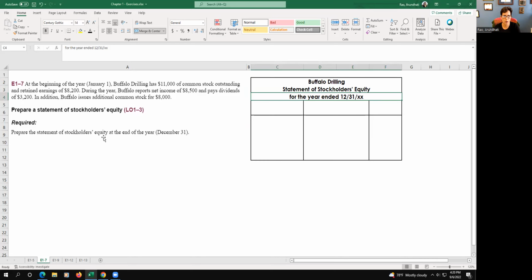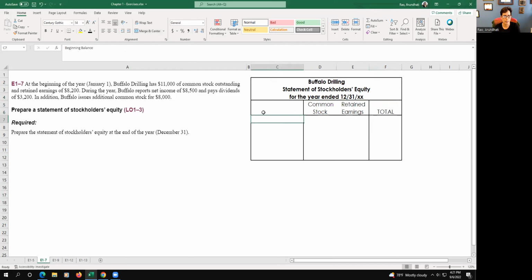Now we know in the stockholders' equity section, there are only two accounts. The two accounts are common stock and retained earnings. And the third column is just for the totals. So I'm only concerned with two accounts, common stock and retained earnings.